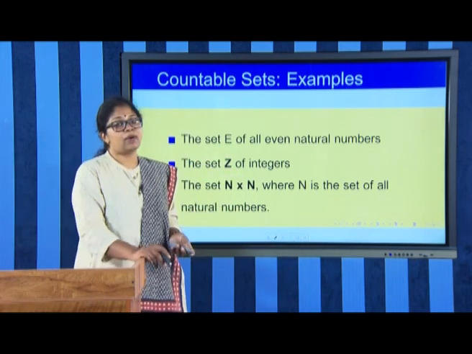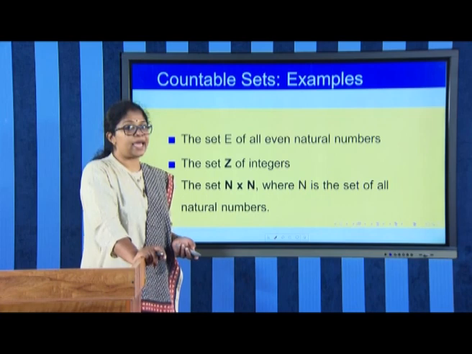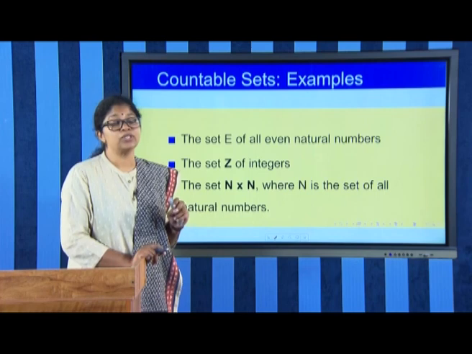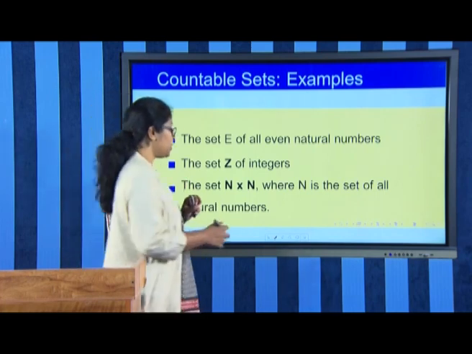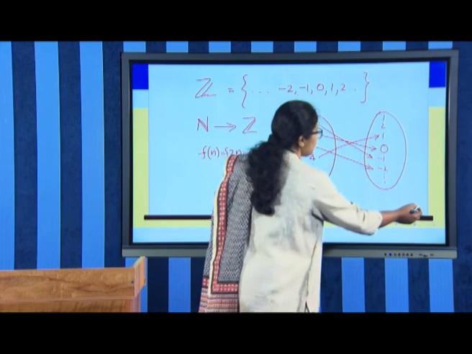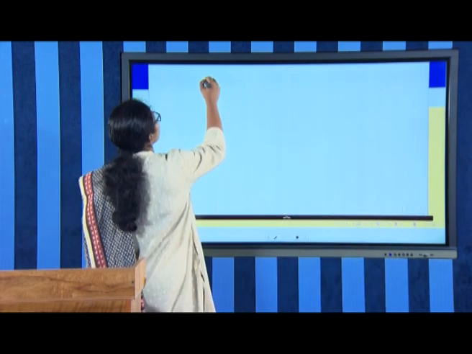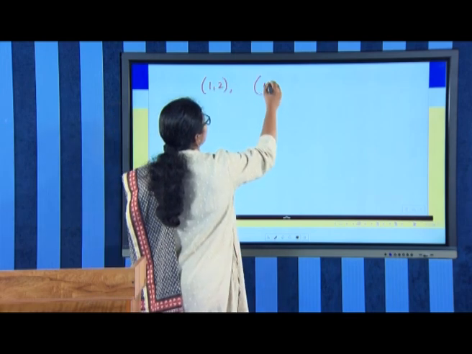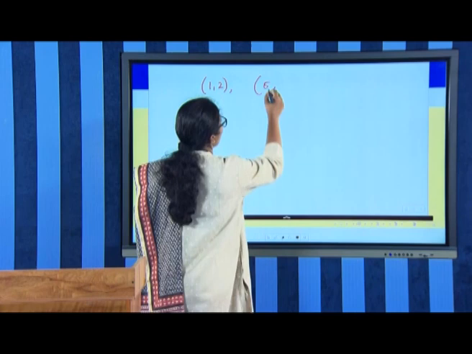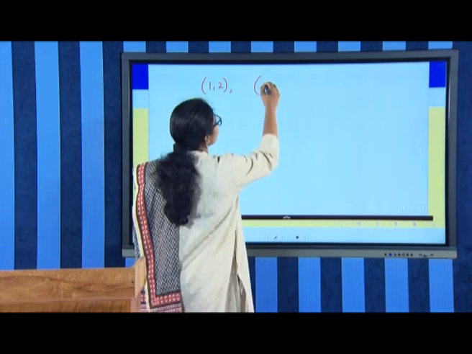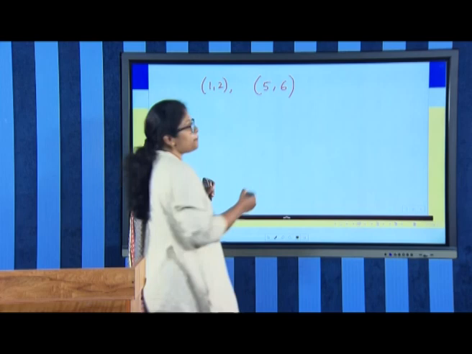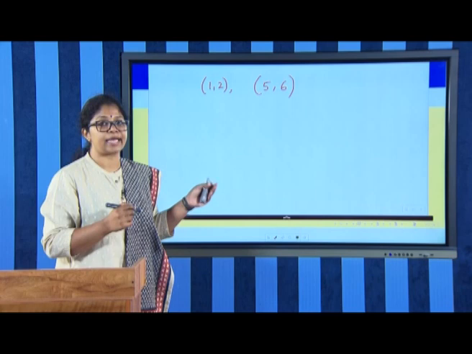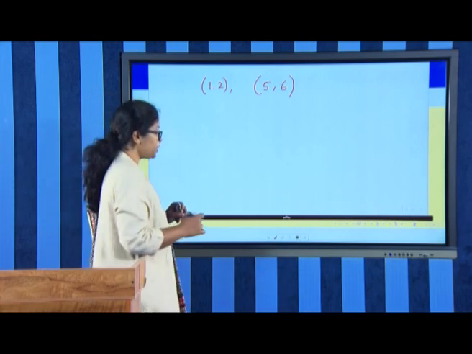The last example is what is called N cross N, which is the Cartesian product of natural numbers with itself. A typical example of an element of N cross N is, say, (1, 2) or (5, 6). These are examples of elements of N cross N. We are going to show that N cross N is a countable set.